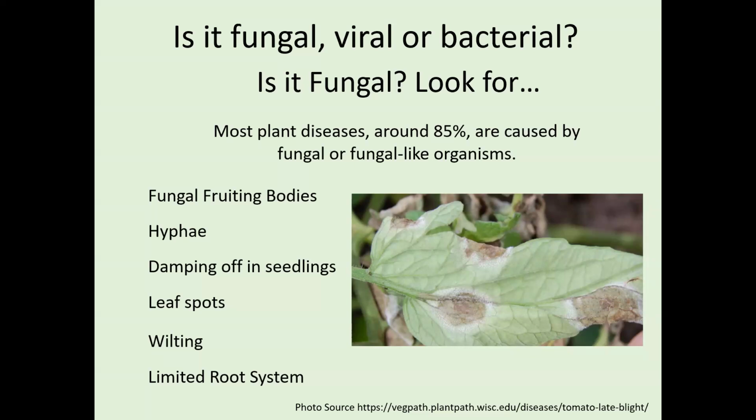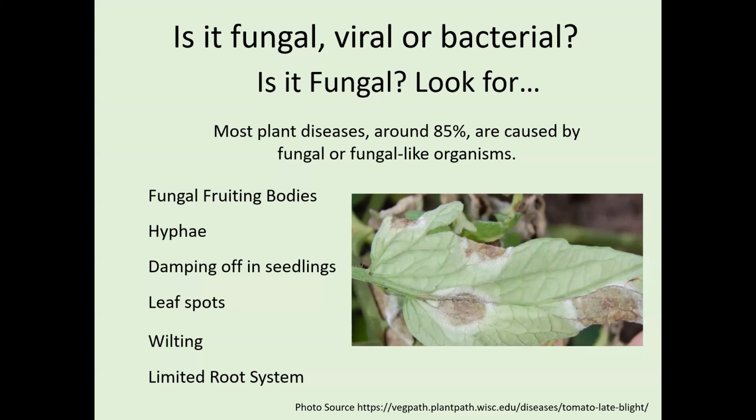Usually you'll see a fungal fruiting body. In this case, on the bottom of the leaf, you can see the white powder. That is actually very indicative of tomato late blight. So you might see that early in the morning when you go out and check your tomatoes. Hyphae is a single fungal body that you can see on the leaves. Frequently they're white.